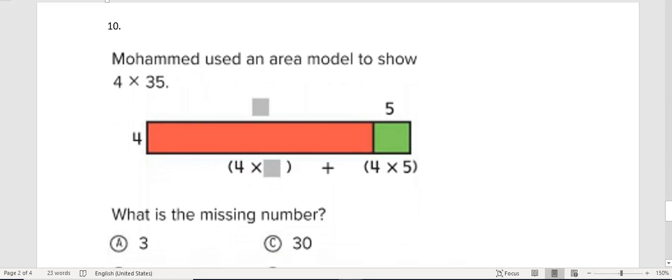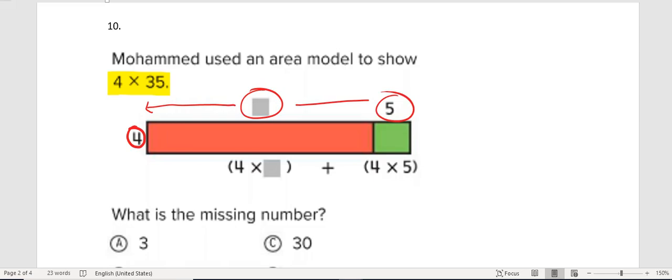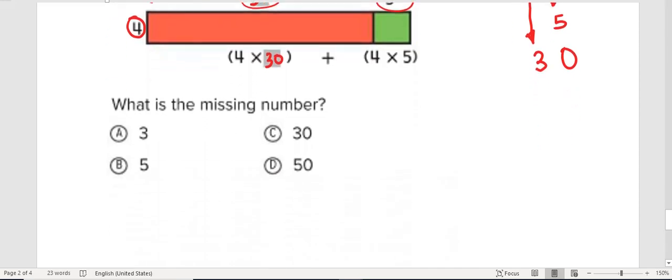And lastly, question number 10. Muhammad used an area model to show 4 times 35. So we have this area model given. The 4 is on this side, and we don't know what is here, and 5 is given. Remember, the total here must give us the whole of 35. So all you need to do, remember the separation technique, is separate it into 5 ones and 3 tens, that is 30. So it should be 30 and 5. So this is 4 times 30. So the correct answer for this is 30.